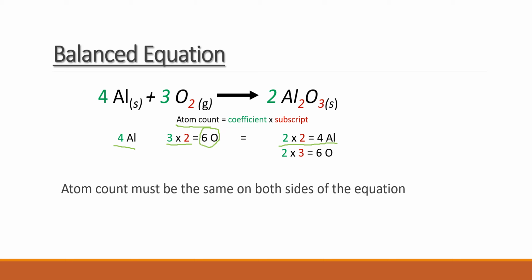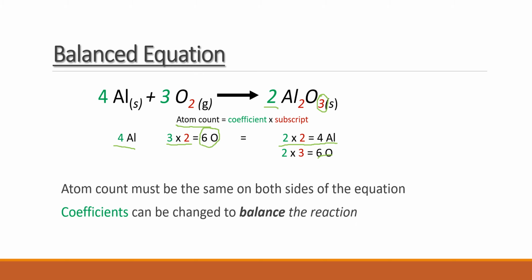Going over to the product side, you take the 2 that's in front of the aluminum oxide compound, and you multiply it by the subscript of 3 on the oxygen atom itself to get 6 oxygen atoms. So it looks like the atom count is the same on both sides.